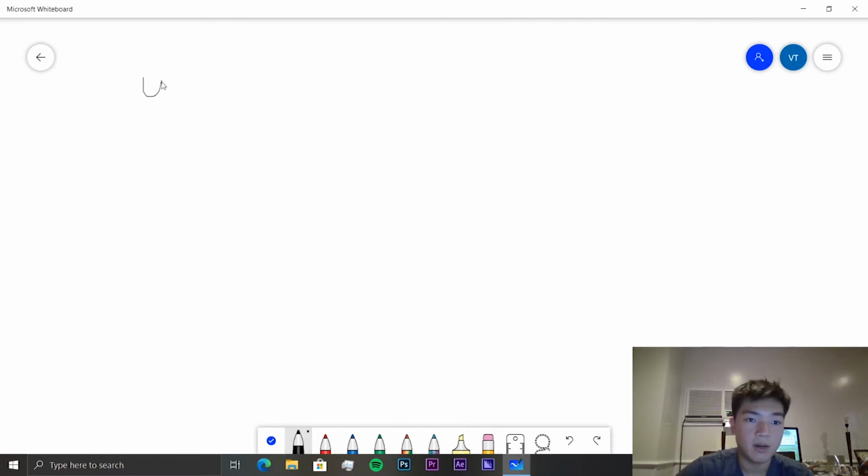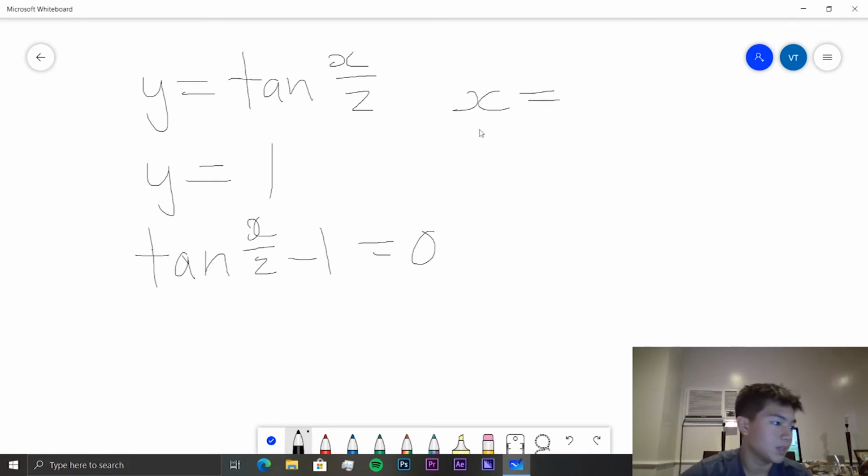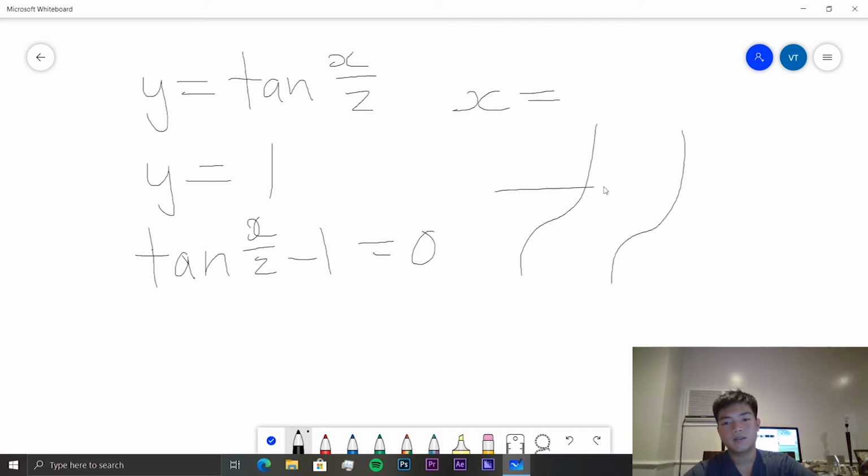The next one is y equals tangent of x over 2, and y equals 1. So find the area bounded by these two curves. These two curves will intersect where tan(x/2) minus 1 is equal to 0. In other words, tangent of x over 2 equals 1. So x is equal to, well, this really will be an infinite amount, because tan(x/2) will look like this, and y equals 1. So I guess this area.